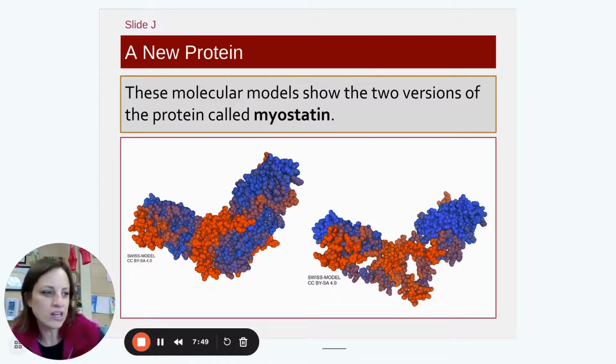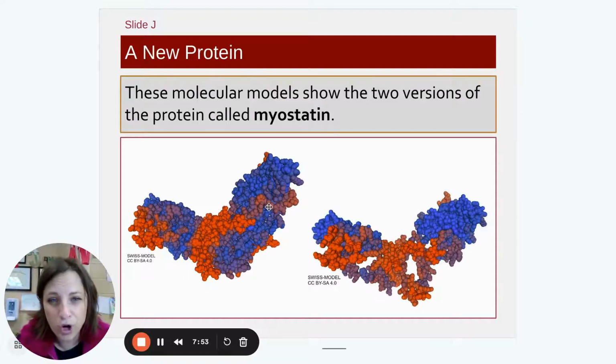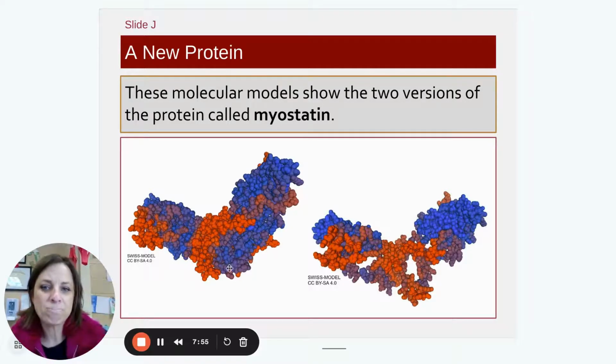All right, you should have said, this one looks really full. They both have blue and red and some purple, which is correct. This one seems really full. And remember, these little dots are atoms. This one looks wholly or incomplete, right? Okay, these are both called myostatin.